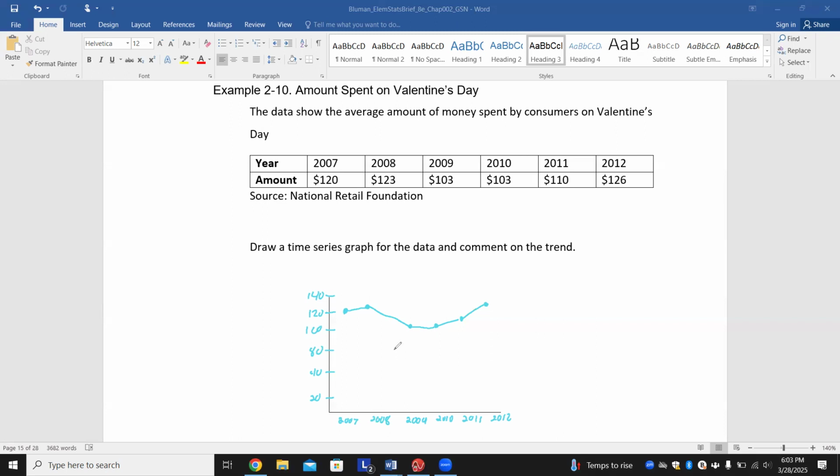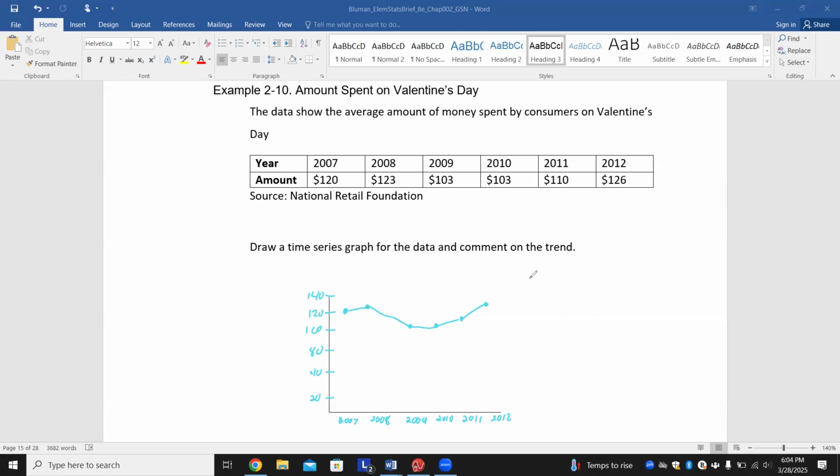You could draw a conclusion on why. Maybe there was just more stress. I want to say 2008 was a stock market crash, I believe. And so maybe they just didn't have that kind of money to spend on their Valentine's Day. But again, you're just drawing conclusions on things that you might know versus what you are seeing.